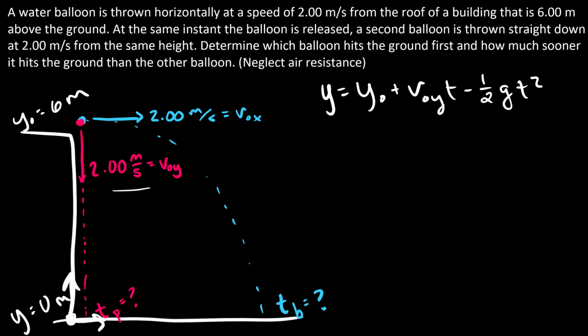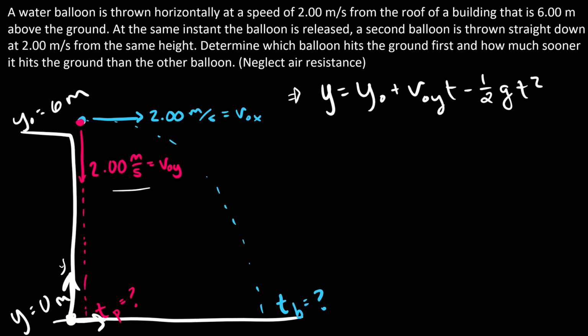So our equation for the vertical position versus time is going to be y equals y naught plus v naught y t. And then because we've chosen the positive y direction to be up, we're going to put a negative sign for that so we can account for g being negative. So negative 1/2 g t squared.